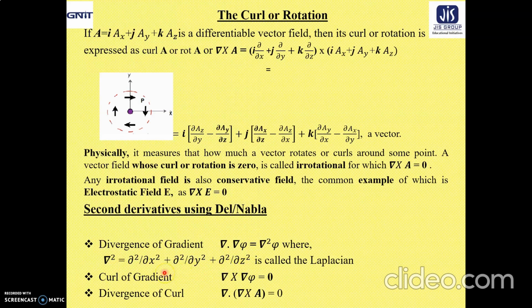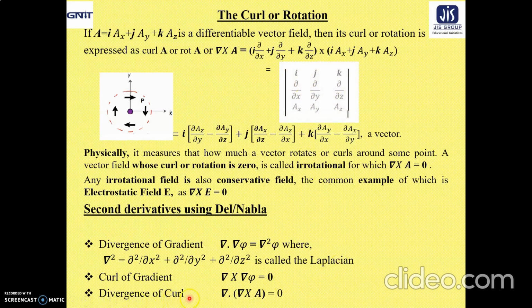Now two other very important operations. One is the curl of gradient, that is del cross del phi. It will give us 0. Curl grad always gives us 0. If you do it in your copy at home, it is very easy. Grad phi is already introduced, and the curl operation is already introduced to you. So definitely you can get that del cross del phi equal to 0.